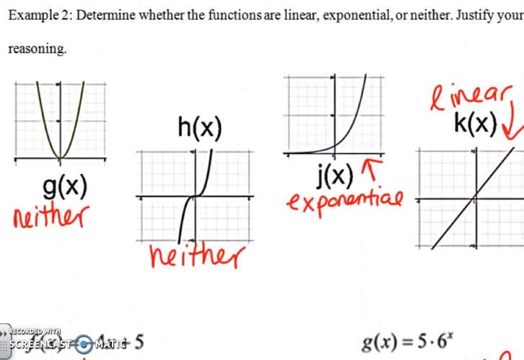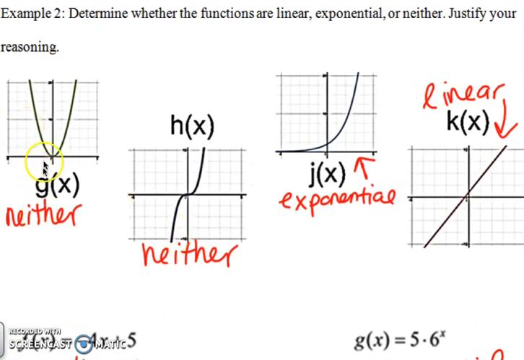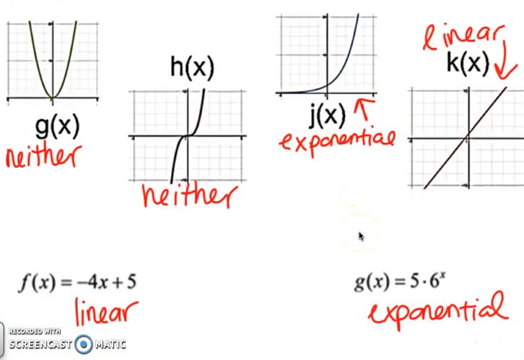So for these graphs, the first one is neither because a U-shaped curve is not exponential. Same thing for h of x. This is neither exponential. So exponential is going to go up really fast or down. It's not going to go both ways. So that's why this graph was exponential. Over here we have a line, so that is linear.